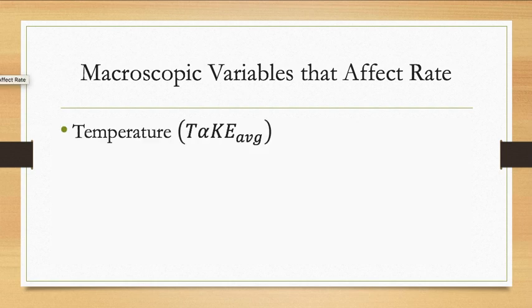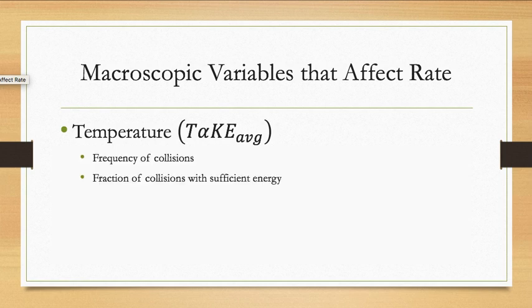Well, the temperature, right? If the temperature in Kelvin at least is proportional to the average kinetic energy, then if I have a higher temperature, there's going to be faster moving particles and there's going to be more frequent collisions. And the fraction of those collisions with sufficient energy is also going to be higher because now all of the particles are going to have more kinetic energy.